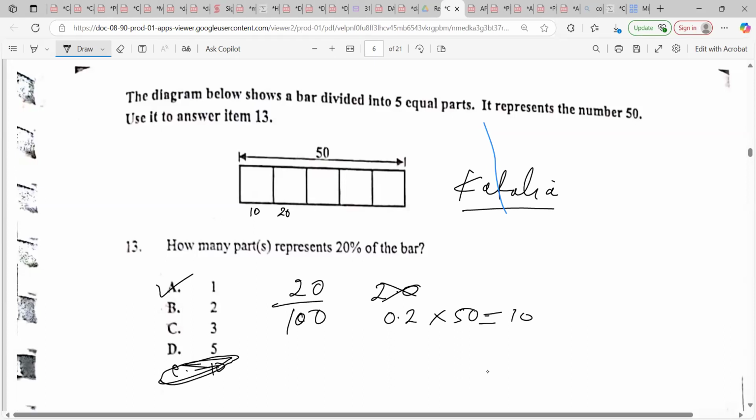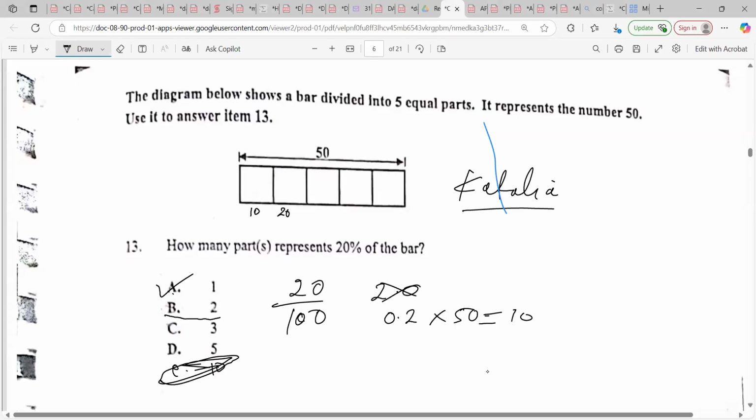Go ahead. So, sir, I chose B as my answer because since one of the scales equals 10, they asked how many parts represent 20% of the bar. So when I add 10 plus 10, I got 20, and I added 2 times. So that's why I got my answer B. But sir, you said that A is correct, and I sent A and you said check. Why tell me to check, sir? A is correct. So it must be an error on my part, but that is correct.